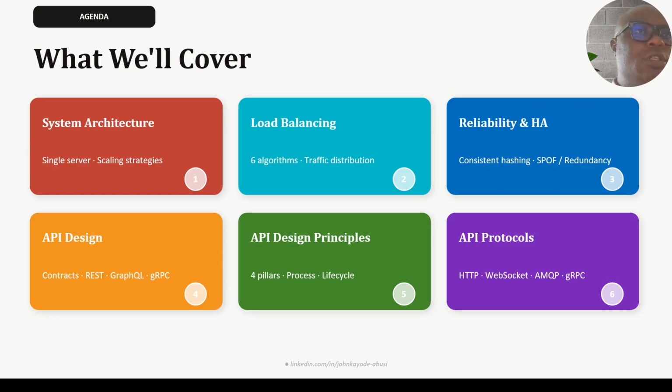Then when I get to the API space, I will look into the contract within the design, looking at API contracts. I will look into REST, GraphQL, and gRPC. Then we look at design principles, like processes and the life cycle, how to manage the life cycle of APIs. And then we'll go into the protocol. So it's like 6 things we need to do here.